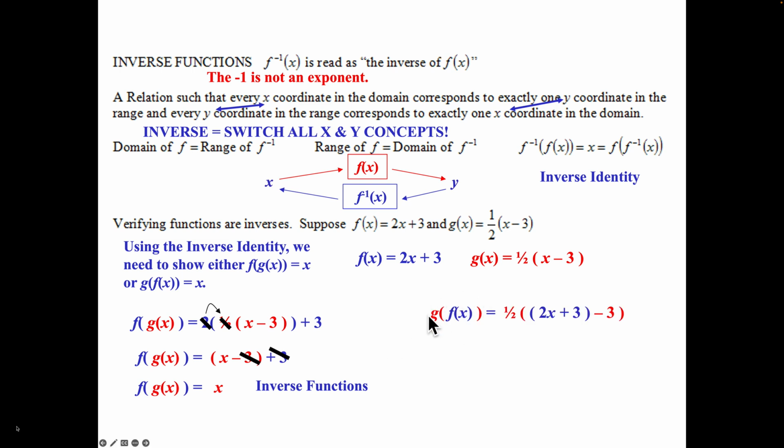Or if you decide to go g of f of x, and again, you only have to do one. 1/2 is the g function. X minus 3, you take the blue 2x plus 3, put it in for the red x. Okay, start to simplify. Nothing's being multiplied to the blue parentheses, so therefore plus 3, minus 3, cancel out. 1/2 times 2 cancels out. I'm back to x.